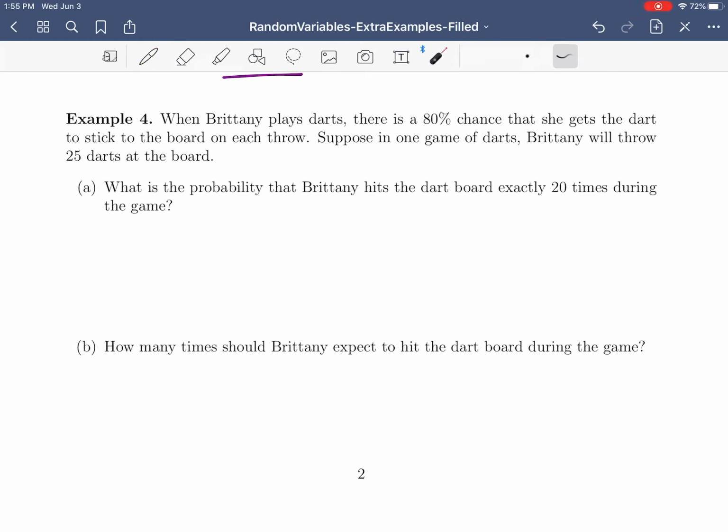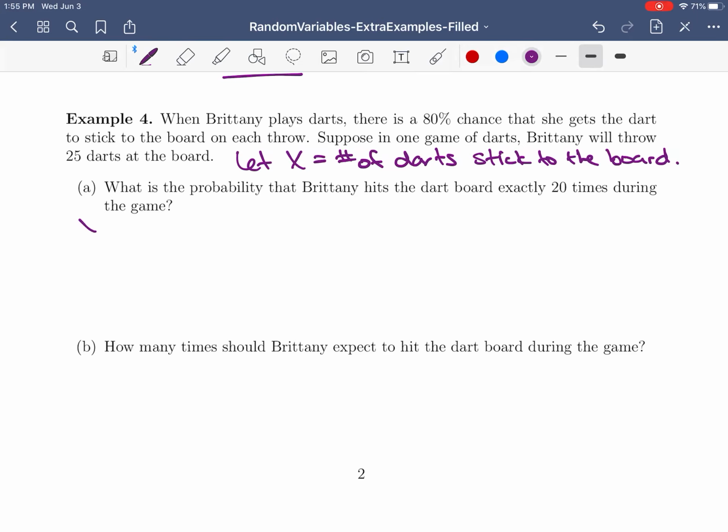Okay, when Brittany plays darts, there's an 80% chance that she hits the dartboard, or she gets the dart to stick on the board on a throw. Okay, and in a game of darts, she normally throws 25 darts at the board. So, what is the probability that Brittany hits the dartboard or sticks to the dartboard exactly 20 times during the game? Okay, so let's let x equal the number of darts that stick to the board, or that hit the board.